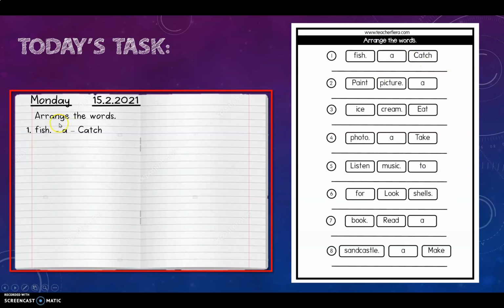So, fish, a, catch. How do you arrange it to make a correct sentence? Anyone? What is the first one? Good, catch, because it has a capital C here. So catch will be the first one. Catch a fish. Yes, good. With full stop. Don't forget your full stop. So the answer is catch a fish.